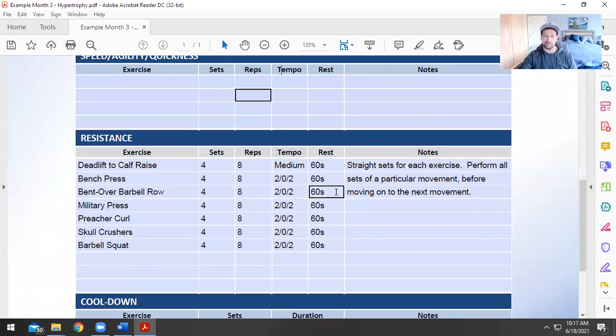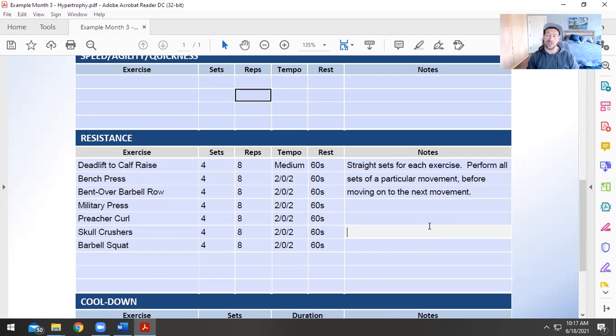They're the same level. And then I got into strength movement, and I'm going to do straight sets again. So I said straight sets for each exercise, perform all sets in a particular movement before moving on to the next one. So again, horizontal loading. And we did a total body, chest, back, shoulders, biceps, triceps, and legs.